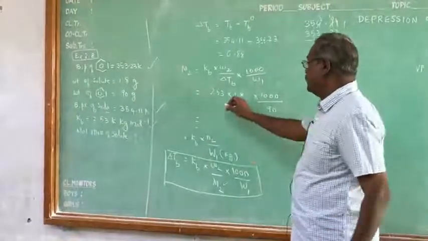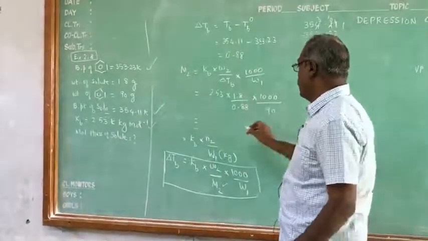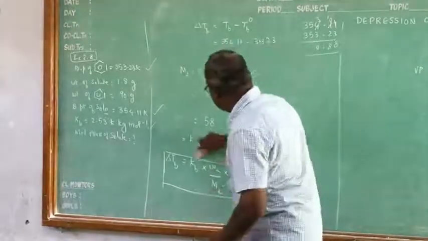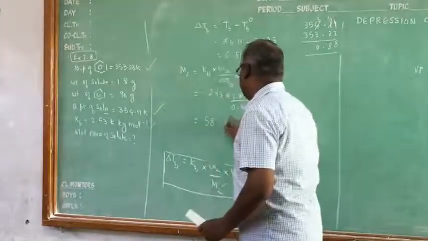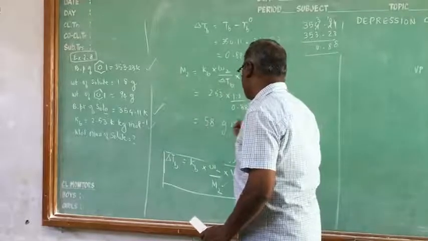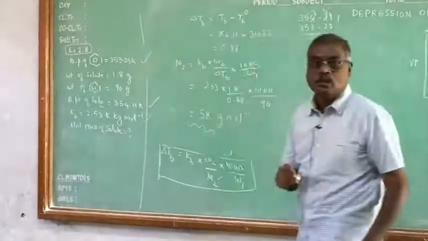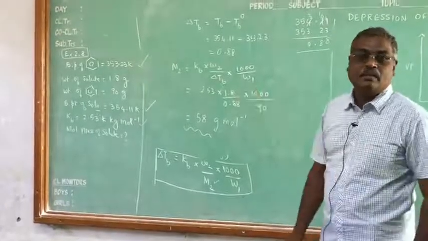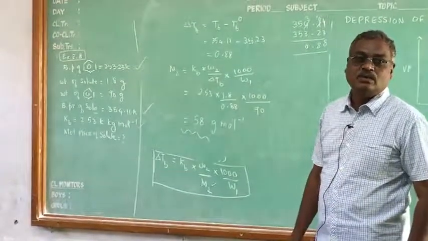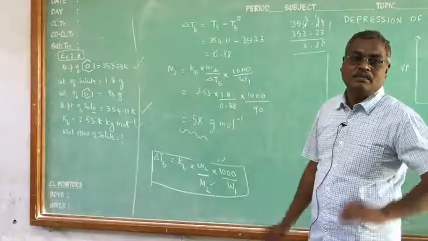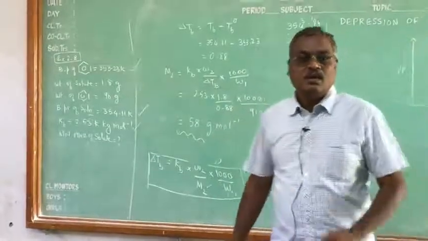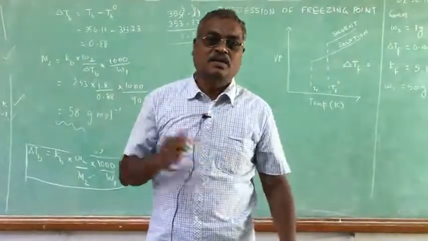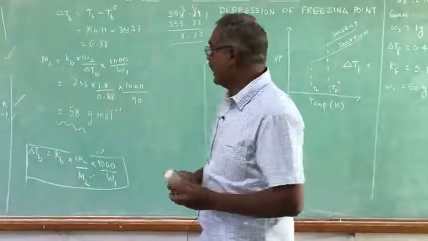Simplifying all these values, you will get 58 as the answer, 58 gram per mole. So by this we can calculate the molecular mass of the solute. This molecular mass problem is very important. From the solution, what compound and what is the molecular mass they are asking.